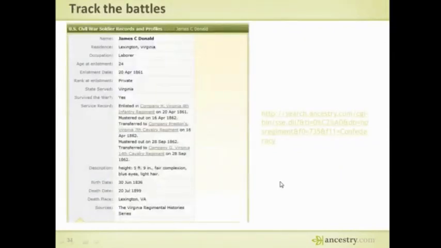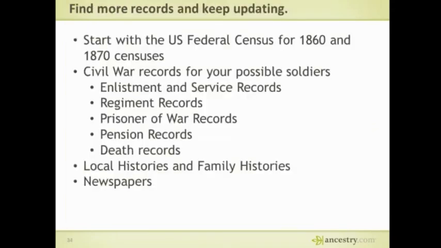Here we go. Okay, so that is one thing that you want to do. You want to go through and you want to track the battles. What are the other types of records that you want to look for? You want to start with the U.S. Federal Census for 1860 and 1870. You want to know where they lived. You want to know if they survived the war.